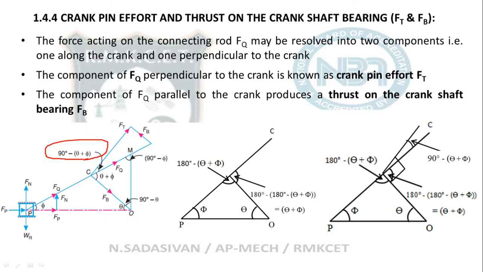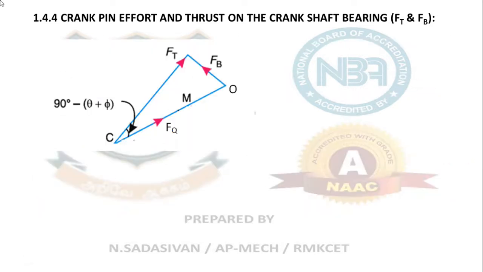Now we are going to look into that small part. The Ft and Fb are derived only considering this triangle. After you have understood this is 90 minus (theta plus phi), forget everything else. That is not required. Now we are going to derive only with this triangle. Let us move on. I am taking that smaller portion of the triangle. This is the place where your connecting rod and the crank get joined. Connecting rod is here, crank is here, piston is here. This is the extended triangle, right?